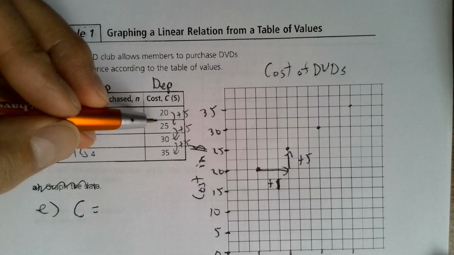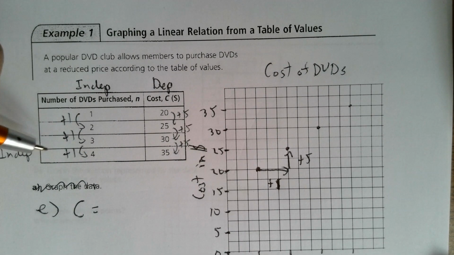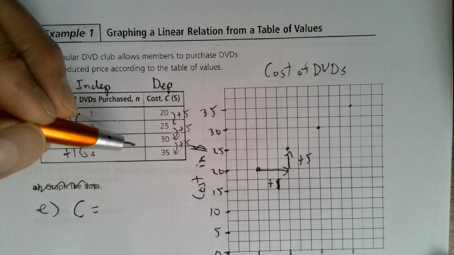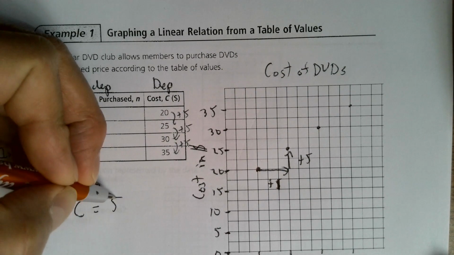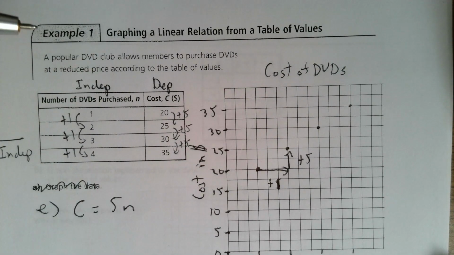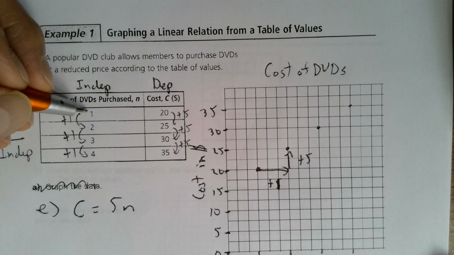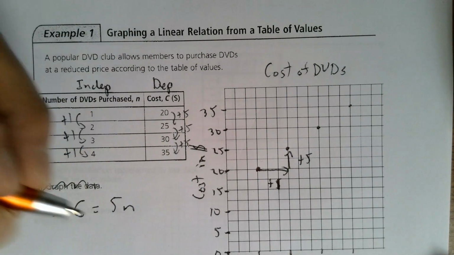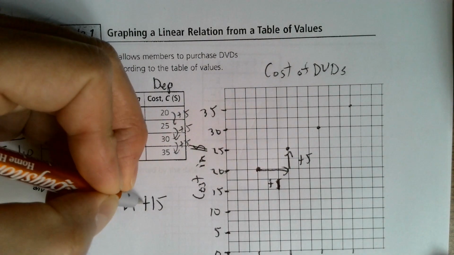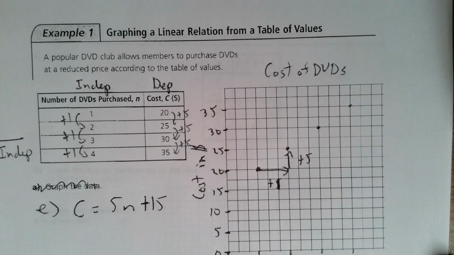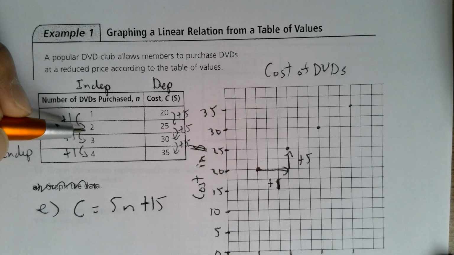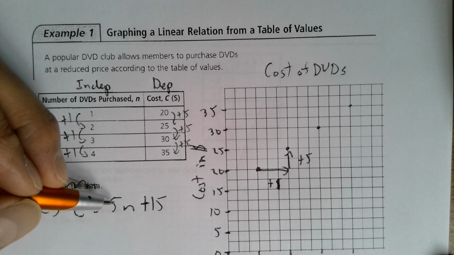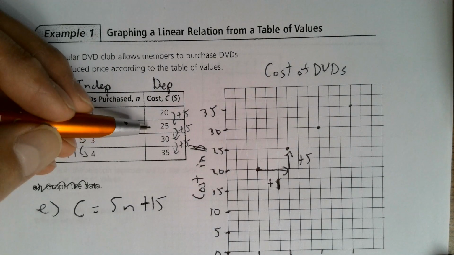Well, because these are plus 5 and these are plus 1, the cost is going up 5 times faster than the number of DVDs. So it's going to be 5n. And then our adjustment: if n is 1, cost would be 5. But we don't want it to be 5, we want it to be 20. So I'm going to add 15 there. And let's just test it with 2. So if n equals 2, 5 times 2 is 10, plus 15 is 25. It works. That's 25.